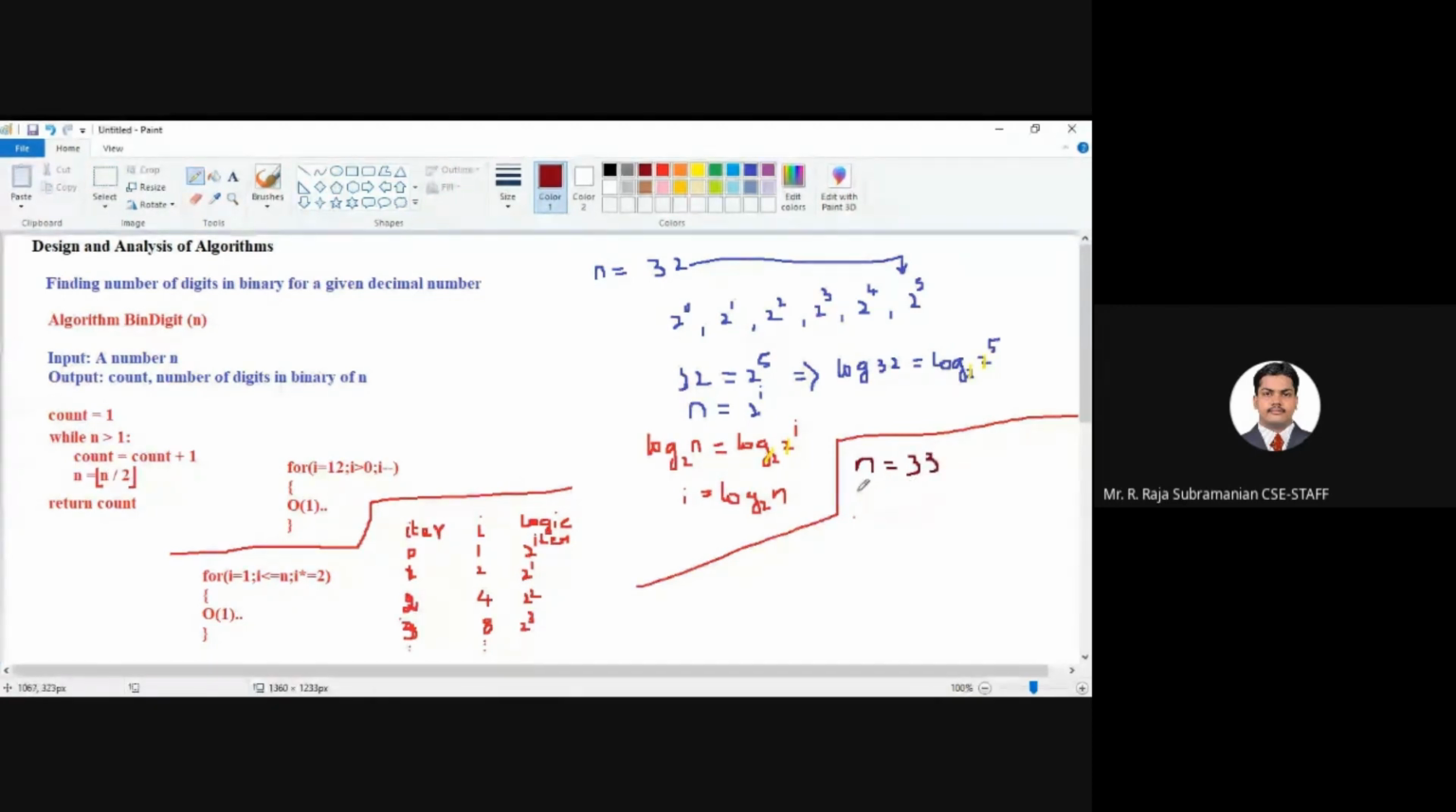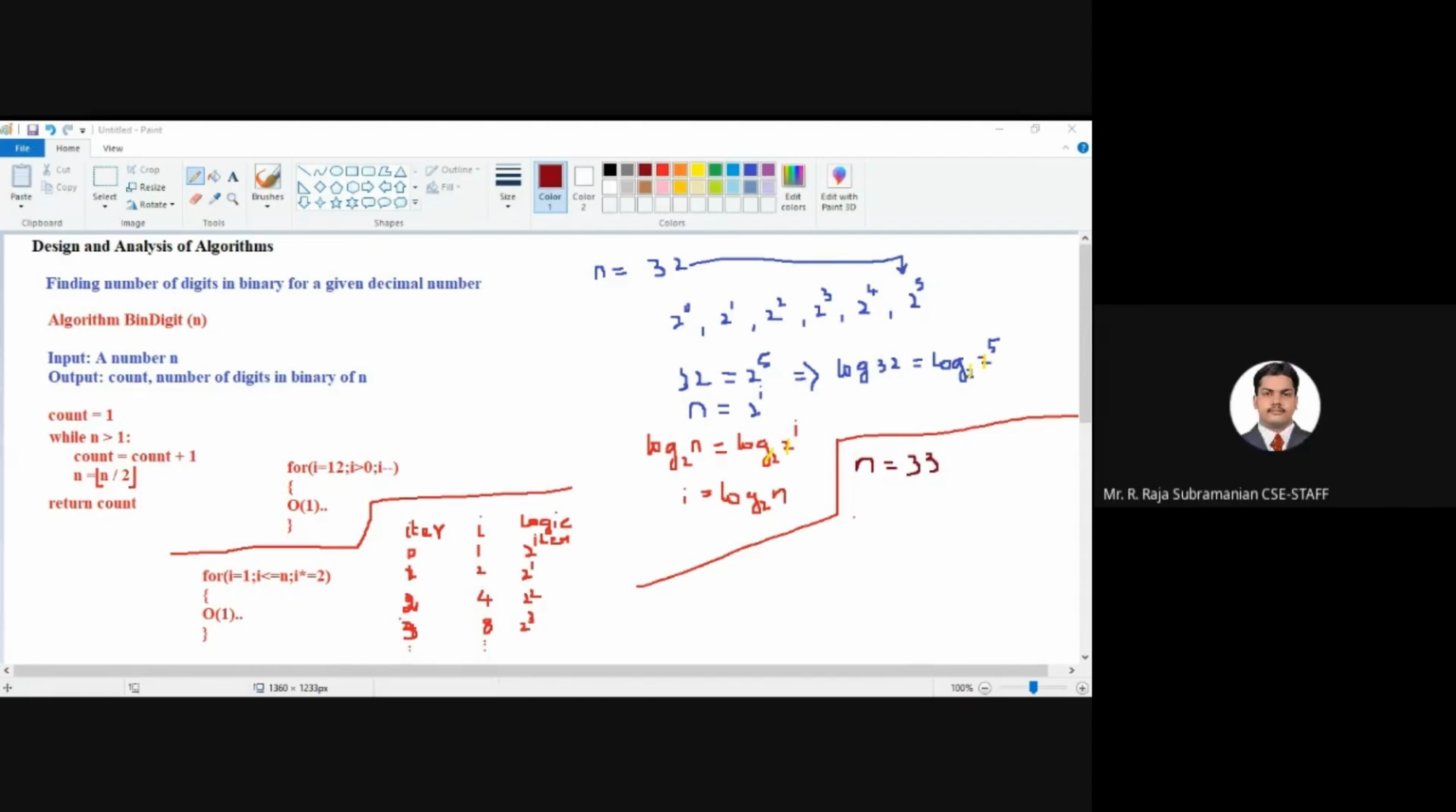Why? Because the for loop will be for i is equal to 1, i less than or equal to 33, i star equal to 2. Initially it will be 1, next 2, 4, 8, 16, 32, and after 32, i star equal to 2 will give me 64. 64 less than or equal to 33 will give me false. So my result will be 32, the 2 power 5 only is my result.